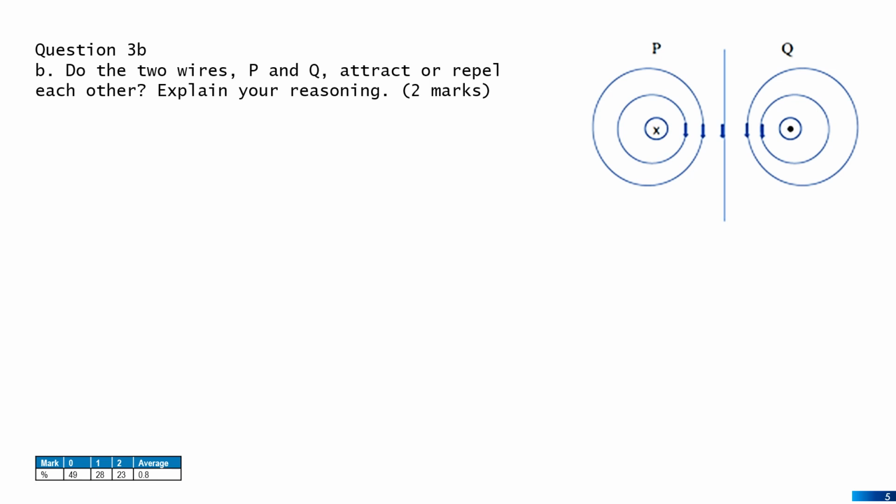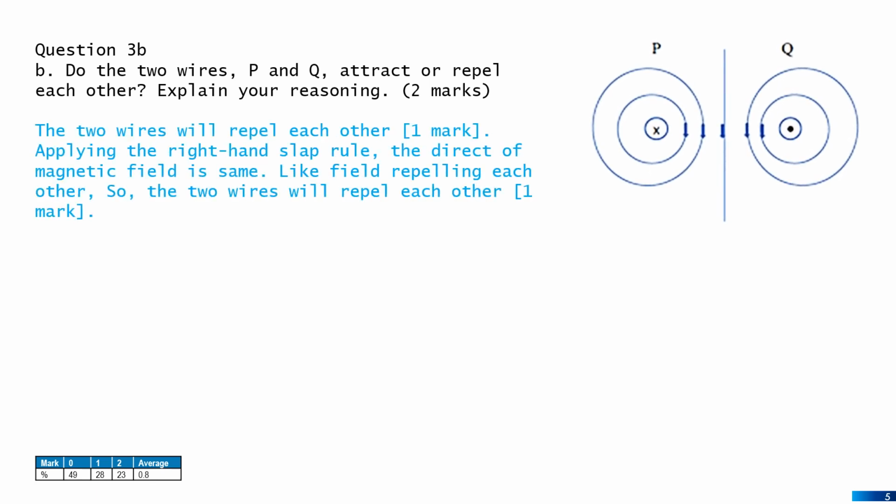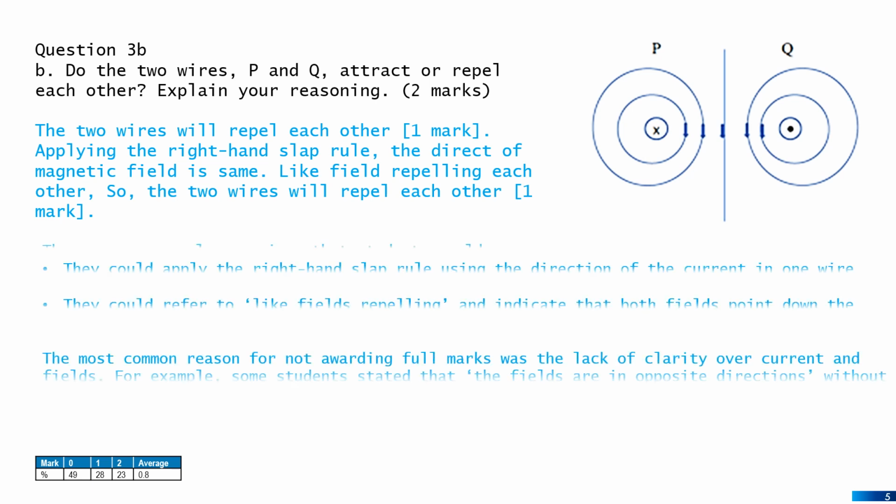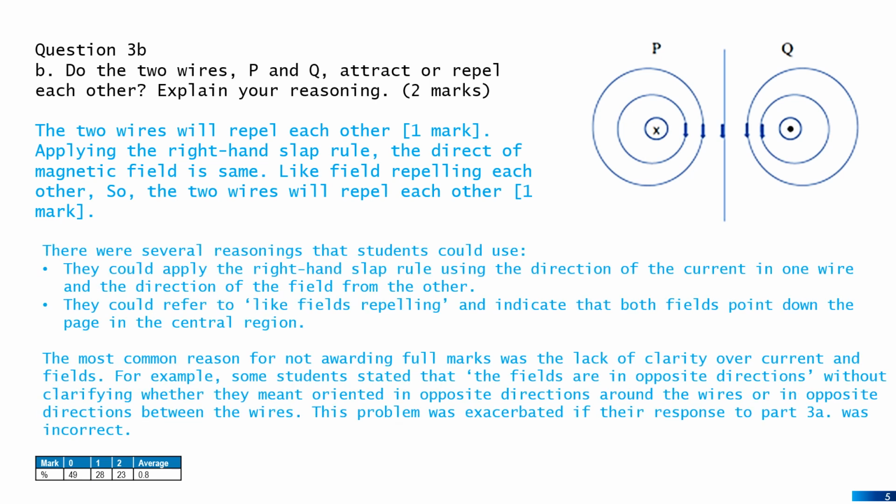The two wires will repel each other. Applying the right-hand grip rule, the direction of the magnetic field is the same. Like fields repel each other, so the two wires will repel each other.